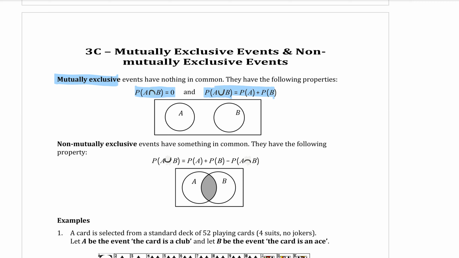So it would be the same answer. Yeah, so if you knew the probability of A and you knew the probability of B, then the probability of A or B, you just have to add them together. All right, the non-mutually exclusive.